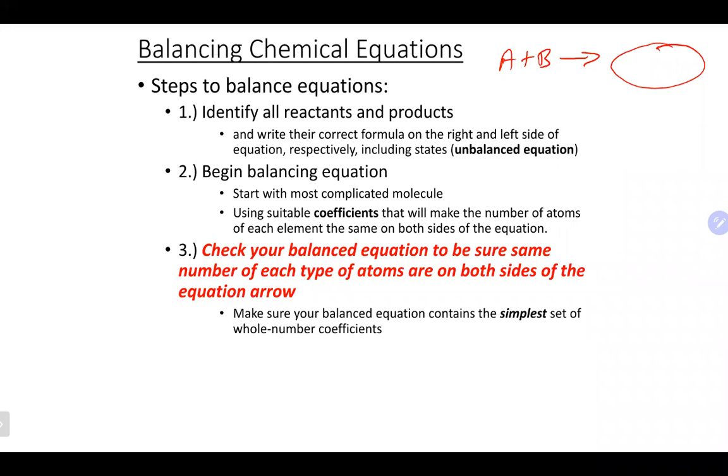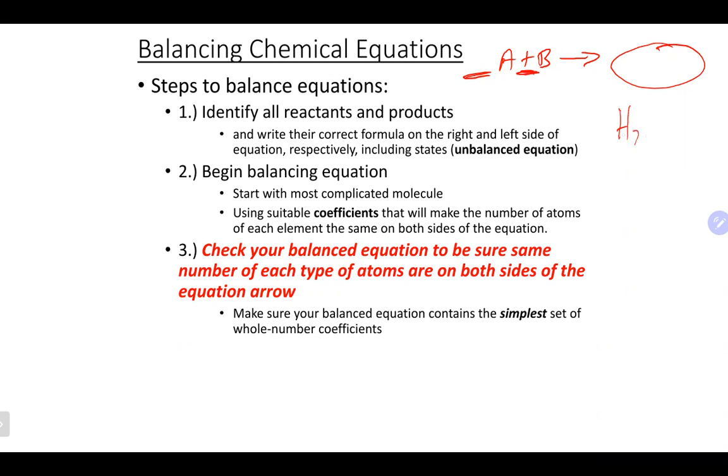Once you get all the correct formulas down, you should have the unbalanced equation. Then the most important thing is to start balancing it. What we do when we balance an equation is, frankly, the only thing that we change are the coefficients. So when you balance the equation, it can only be the numbers that come in front of the formulas that you change.